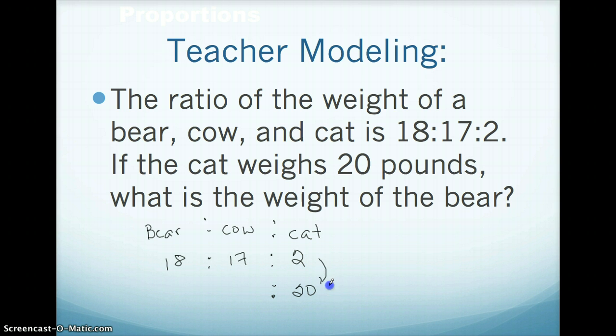Well, we know to get from 2 to 20, we need to multiply by 10. And so we also need to multiply this by 10, because we only want to know the weight of the bear. We don't care about the weight of the cow. So then the weight of the bear is 18 times 10 is 180. So the weight of the bear is 180 pounds. Okay? Let's try another.